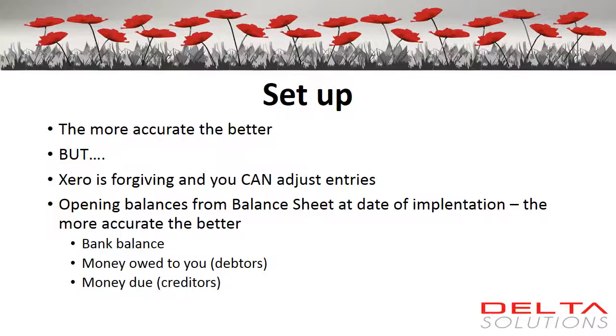So in which case you put your opening balances in from the balance sheet at the date of implementation, and the main things, obviously the bank account, the money you're owed and the money you owe, they're the main ones to get right. Because, for example, the money that you're owed won't just be a total, you'll list it by customer. So that's the beginning of the control of your debtors. So the more accurate you are, the better it is.